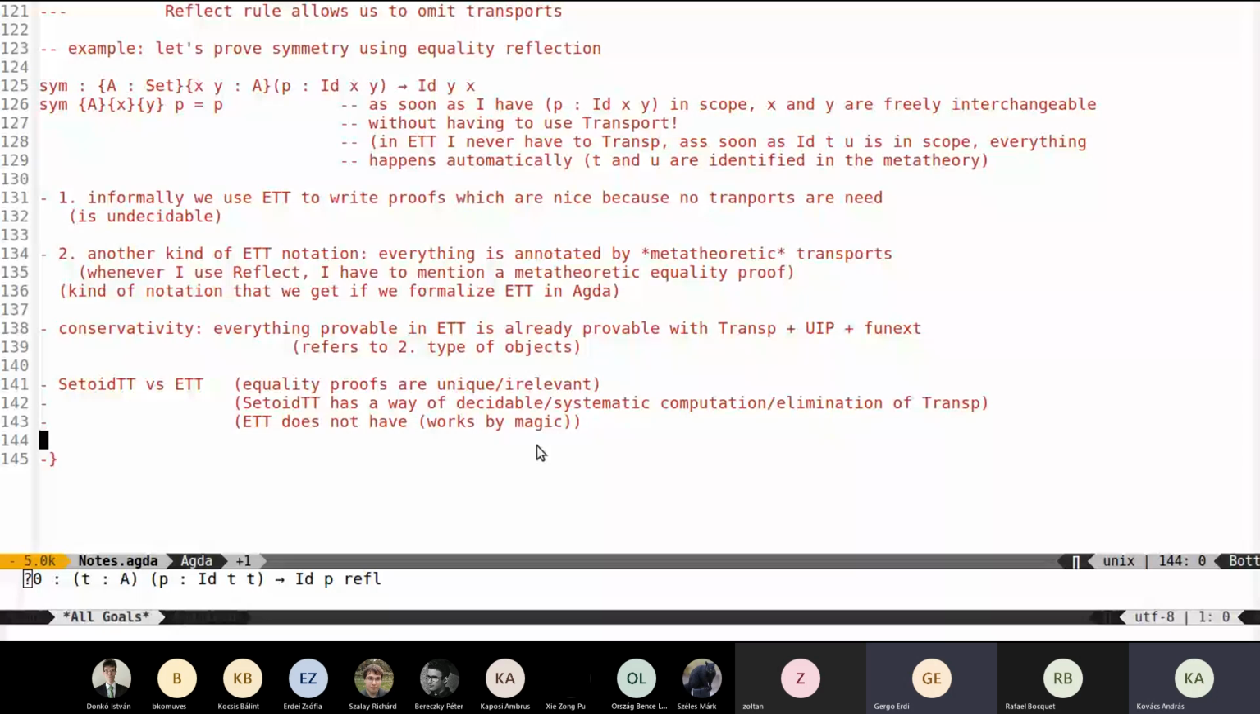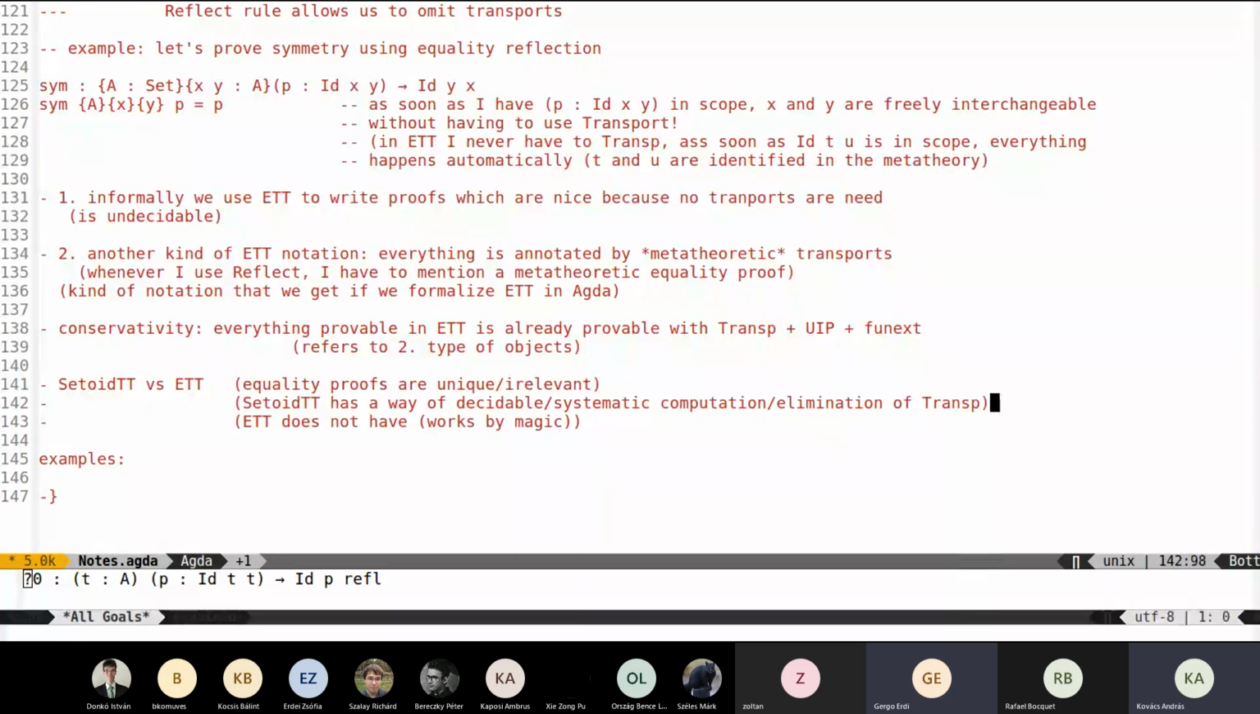Well, I mean, it still doesn't tell me what that extra info is. If we have UIP, then what is the extra info that we ever need? Like even in ETT, intuitively, if there's only one way for things to be equal, why do I need to know how they are equal?